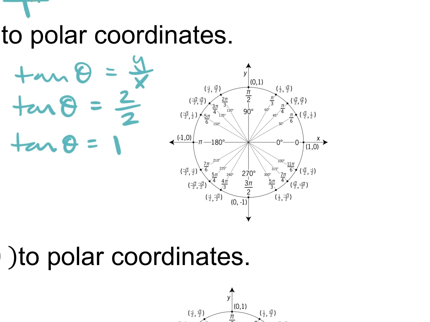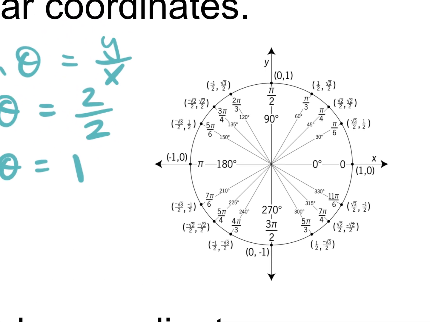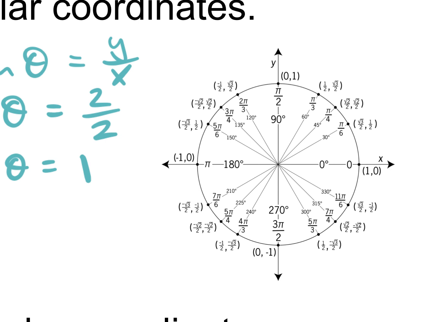Remember, our unit circle doesn't give us tangent. We've got to do a little bit of work to find tangent. Just like our formula says, tangent is y over x. So we want to figure out where y over x is 1.